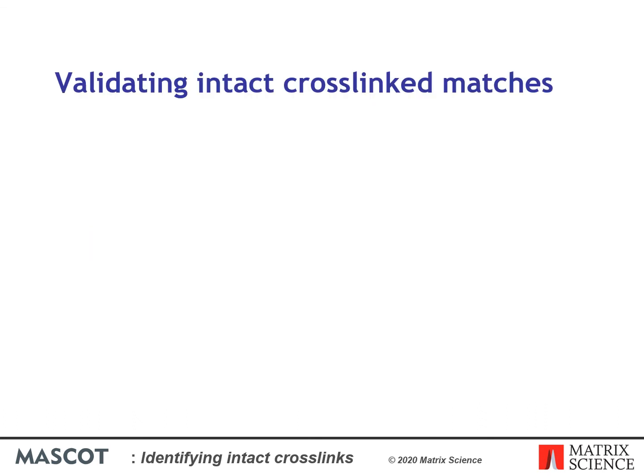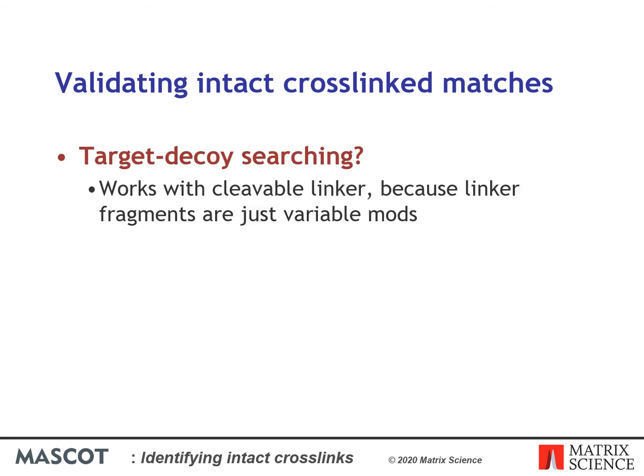Which of the matches on the previous slide are correct? The usual approach is to do a target decoy search, which allows you to estimate the false discovery rate. This approach works if you're using a cleavable linker. The linker fragment is just a variable modification, and all the peptide matches are ordinary linear peptides, so standard FDR estimation techniques work well in this case.